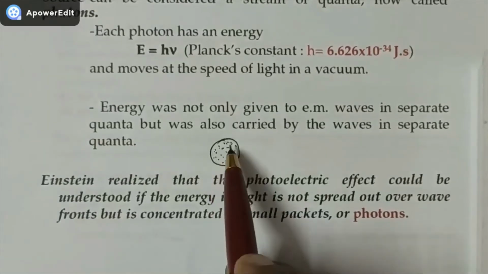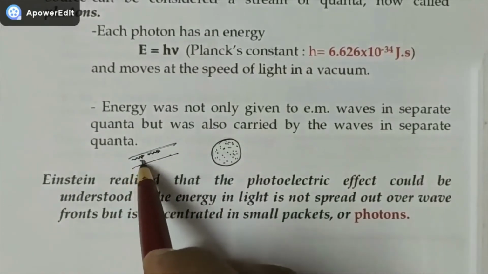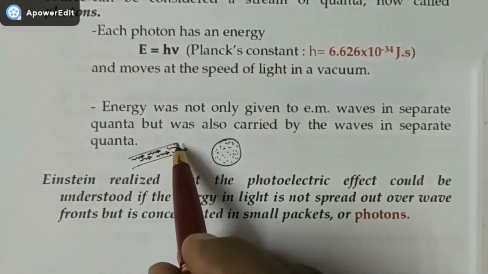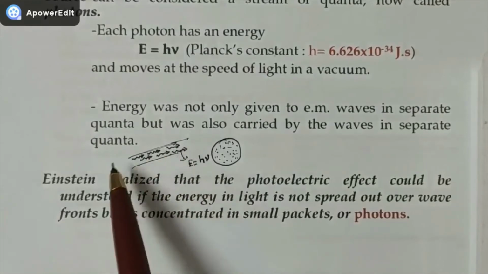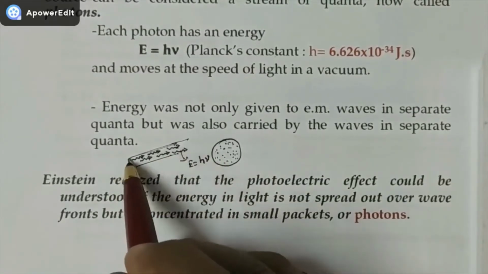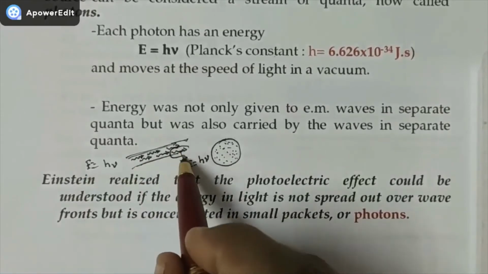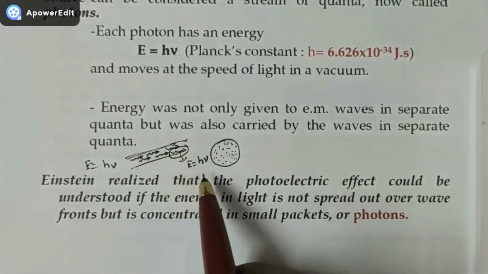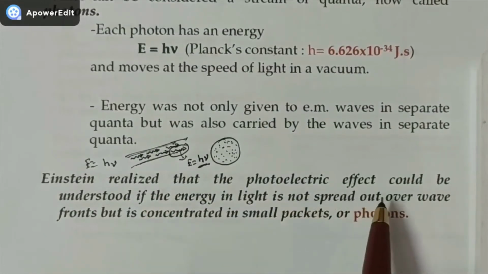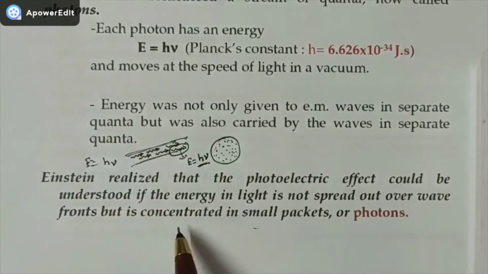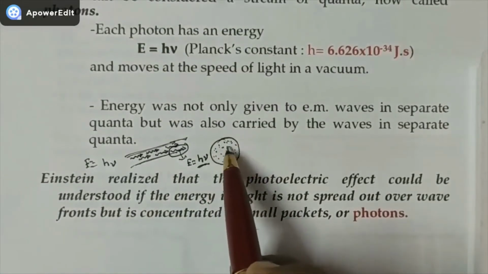So now the scenario is not like that. The light is coming out, and it is made up of photons, and each photon has energy E equal to h nu. The frequency of this light beam is nu, so the energy of this light beam will be h nu, and each individual photon, which is a constituent of this electromagnetic radiation, is going to have the energy equal to h nu. So the energy of the electromagnetic radiation is concentrated in small packets of photons, and is not distributed equally over each and every point of the wavefront.